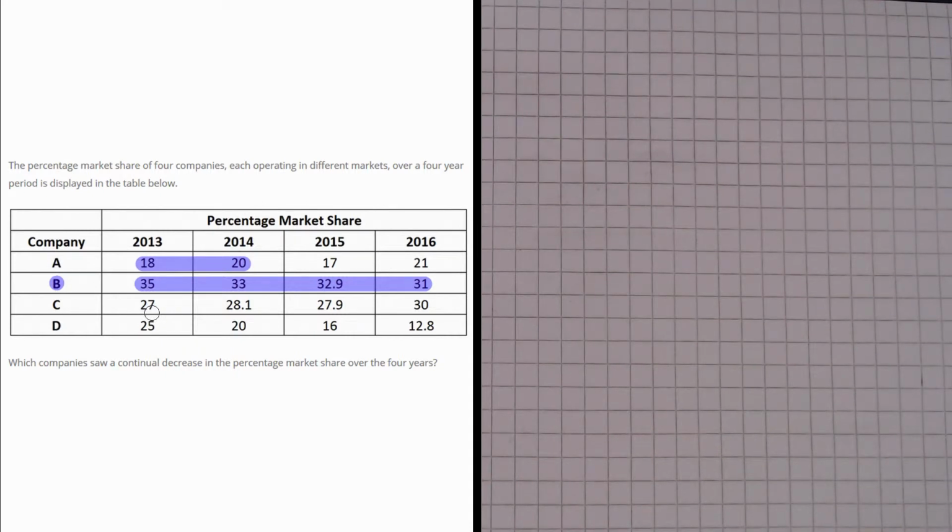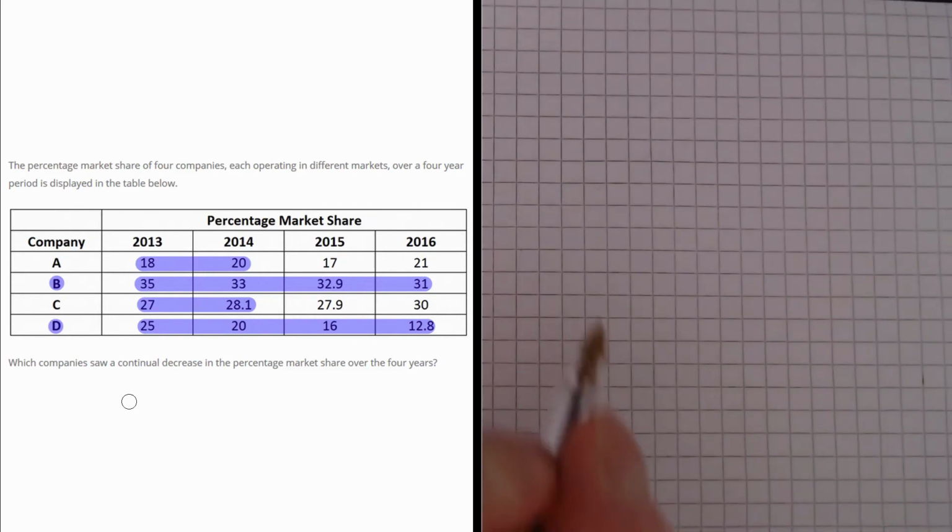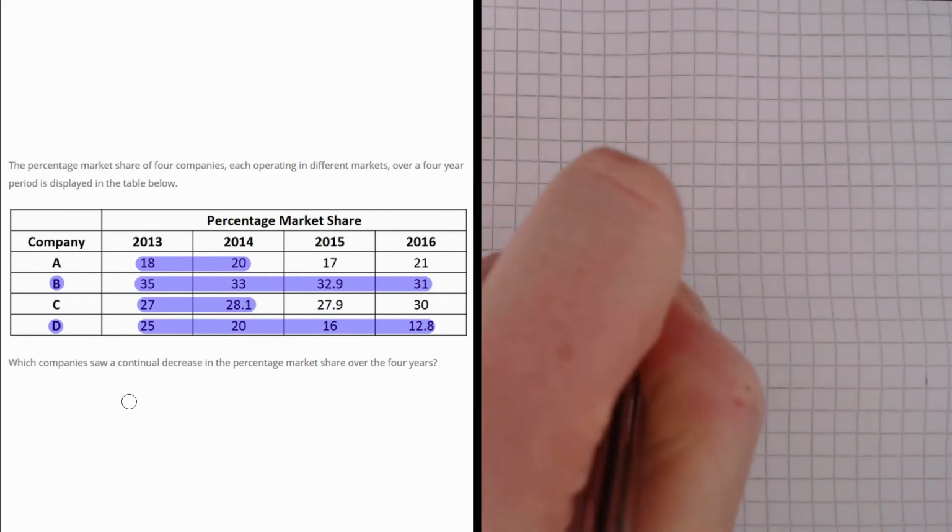Let's have a look at company C. So we start at 27, and we've gone up to 28.1, so that's not a contender. And then let's have a look at company D. We start at 25, we go down to 20, down to 16, and down to 12.8. So company D also saw a continual decrease. So the answer to this question is B and D.